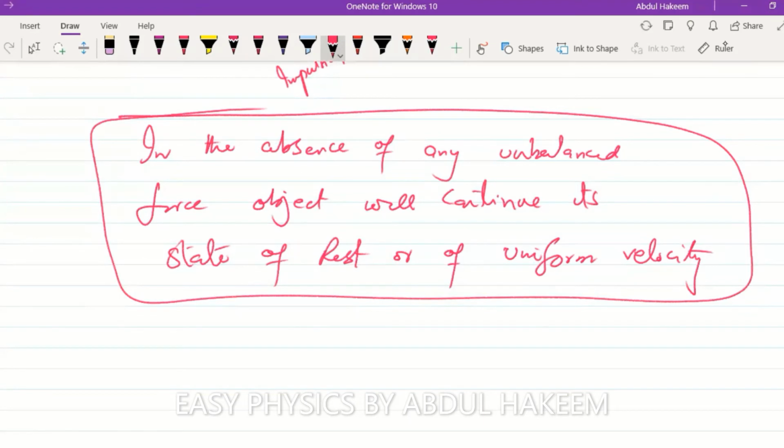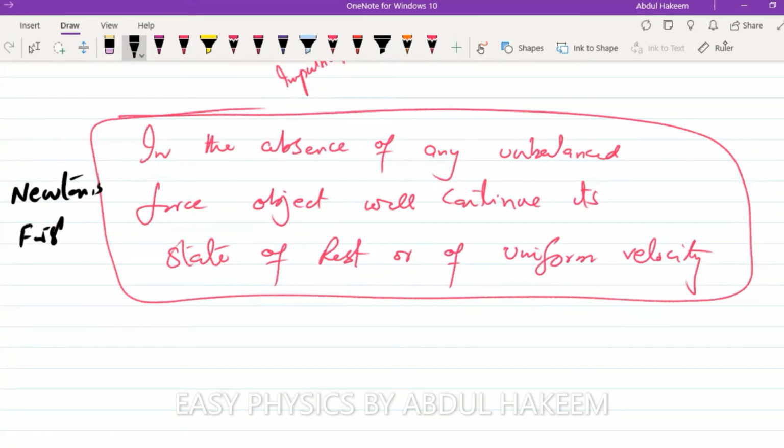We can define it as: an object will continue its state of rest or of uniform velocity until an unbalanced force acts on it, or in the absence of any unbalanced force, the object will continue its state of rest or of uniform velocity. So this is Newton's first law, or Newton's first law of motion.